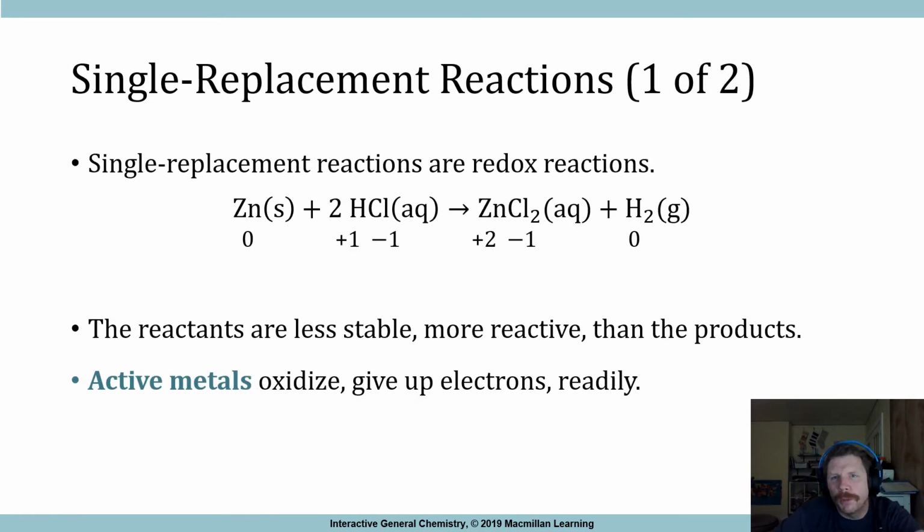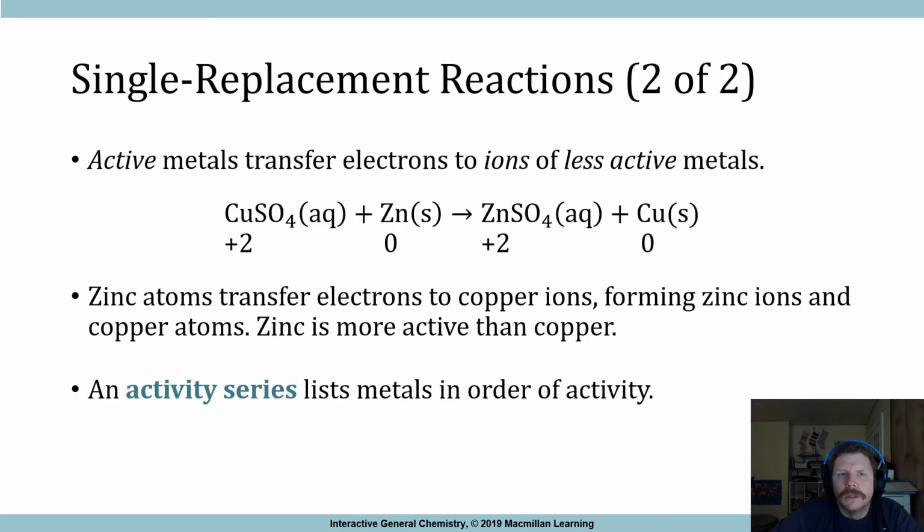Single replacement reactions. These are redox reactions where zinc, in this case, is reacting with HCl to produce zinc chloride and hydrogen gas. The reactants are less stable, more reactive than the products. Active metals oxidize, meaning they give up electrons very easily. So active metals transfer electrons to ions of less active metals.